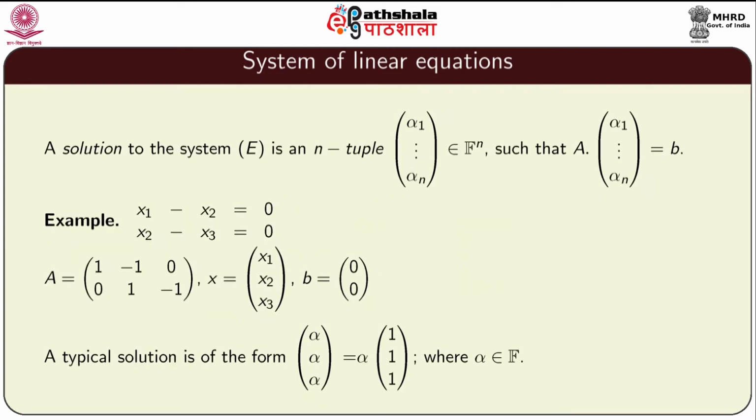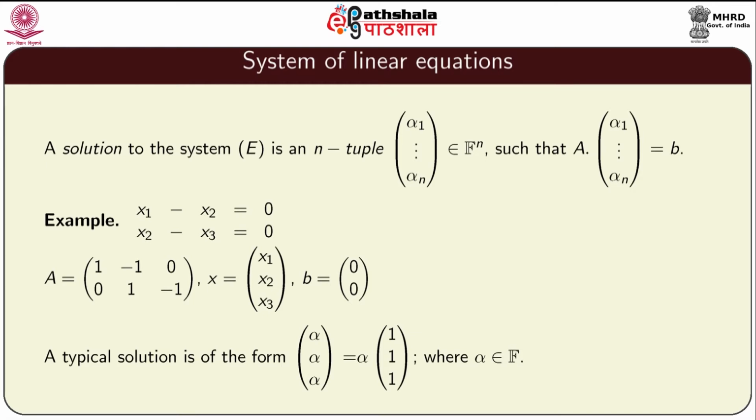Now let us define what is called a solution of this system. F to the power n, you know what it is. F is the field, F to the power n is the Cartesian product of F n times, and the elements of F to the power n are all n-tuples. Let us use this vertical notation for denoting a typical element in F to the power n. It is also written with the horizontal notation, but let us use the vertical one because it is convenient.